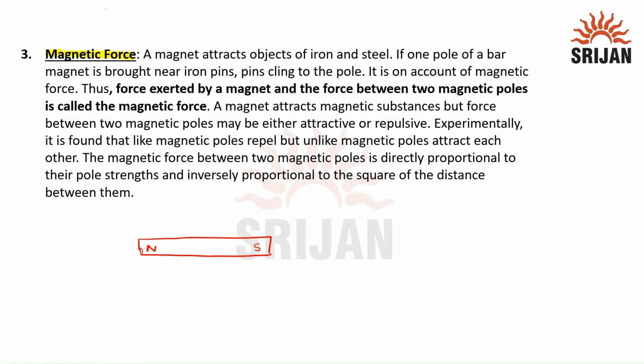So what is magnetic force? A force which is exerted by a magnet and the force between two magnetic poles is called the magnetic force. Experimentally, it is found that like magnetic poles repel each other, but unlike magnetic poles attract each other. Also, like the other non-contact forces, the magnetic force between two magnetic poles is directly proportional to their pole strengths and inversely proportional to the square of the distance between them.